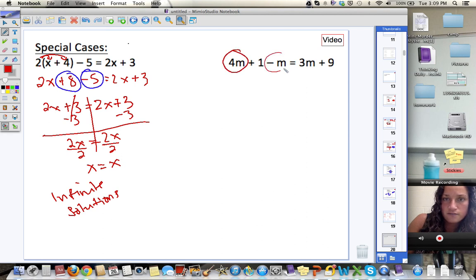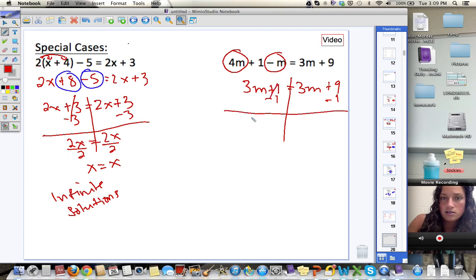All right, over here, first thing I'm going to do is I'm going to combine some of these like terms. So 4m minus m is a 3m. I still have plus 1 equals 3m plus 9. All right, I'm going to get my numbers on one side. I'm going to move this. I'm going to move a 1. So then I have 3m equals 3m plus 8.